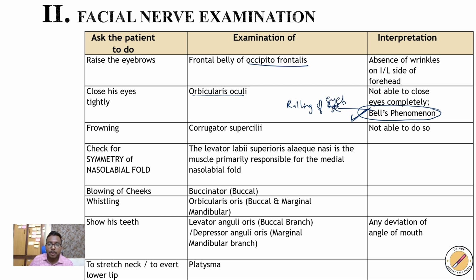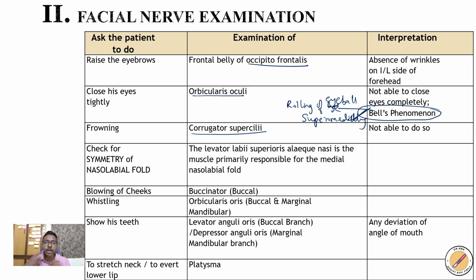Rolling of the eyeball superomedially. That is called Bell's phenomenon. Now, you'll ask the patient to look at his glabella. So, nothing but frowning. So, the muscle responsible for frowning is corrugator supercilii.